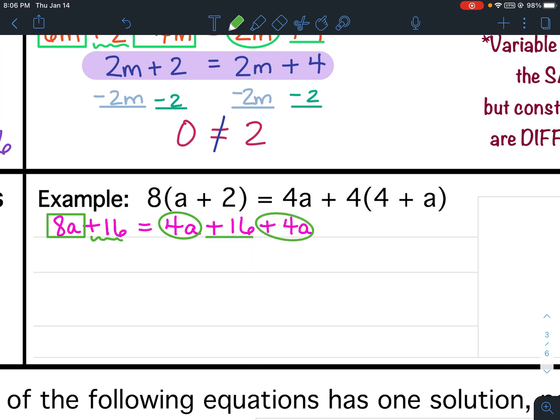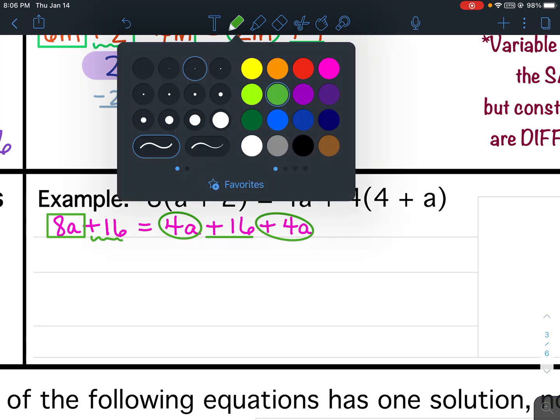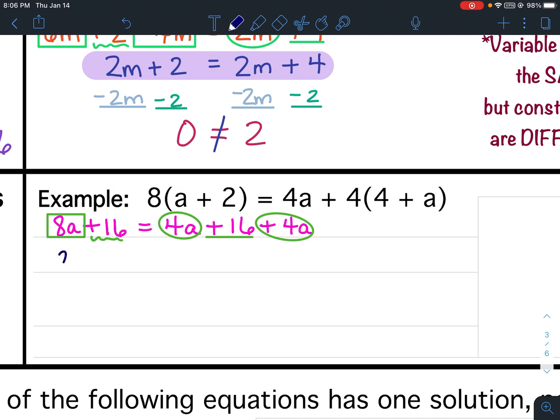All right, so the only thing I can combine are the 4a and the 4a on the right side of the equation. So I would have 8a plus 16 equals 8a plus 16. All right, so let's stop there.